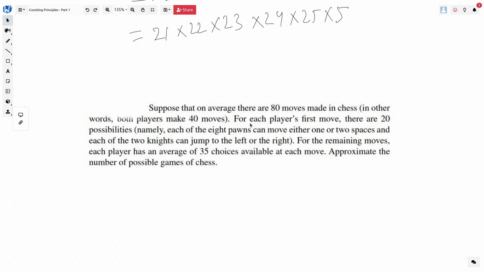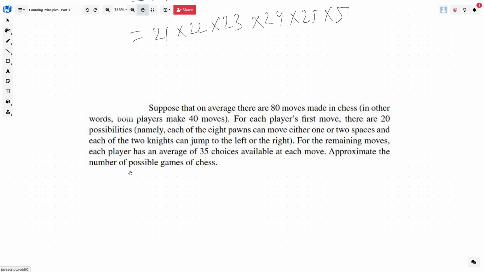Which means the same. For each player's first move there are 20 possibilities. So let's say, namely 8 pawns can move either one place or 2 spaces, and each of the 2 knights can jump from left to right or right to left. So there are 20 cases where you can make your first move, right? The same applies to the second player as well. And for the remaining moves, each player has an average of 35 choices available at each move.